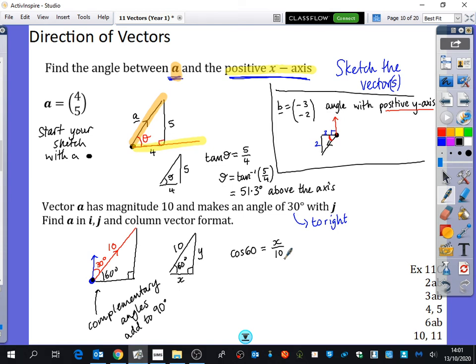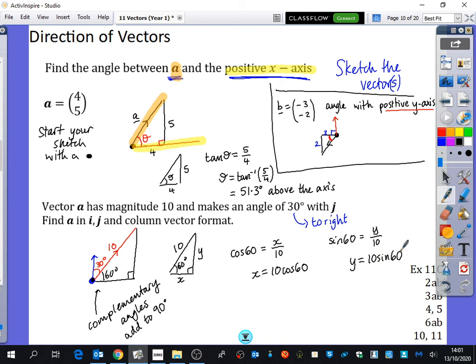So when I rearrange this, what is X equal to? 10 times cos 60. And then the other one is going to be that the sine of 60 is the opposite divided by the hypotenuse, which is y divided by 10. So y is 10 sine 60.